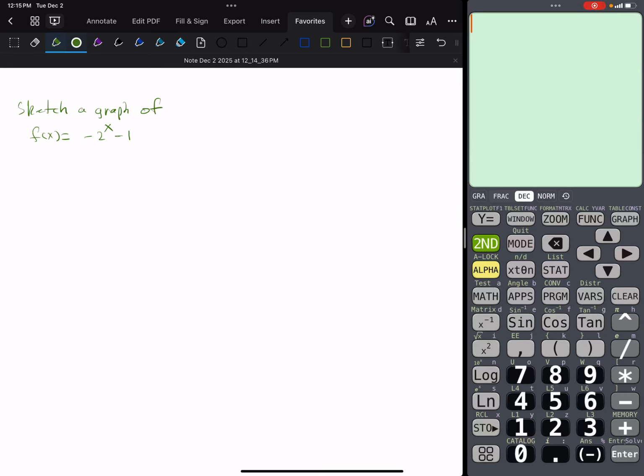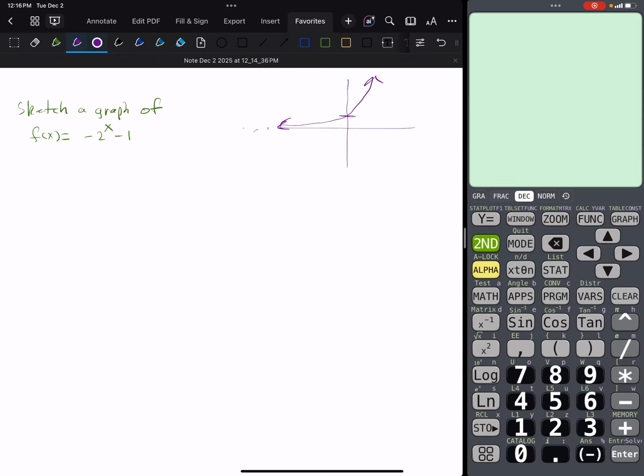Okay, so we're back to sketching graphs of transformations of basic functions. We've just added a new basic function, and this is an exponential. And it's not just an exponential, but it's an exponential with a base that's greater than 1. And so I know that an exponential with a base greater than 1 has this basic shape to it.